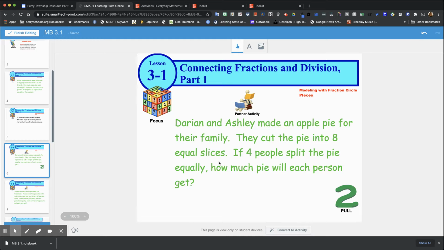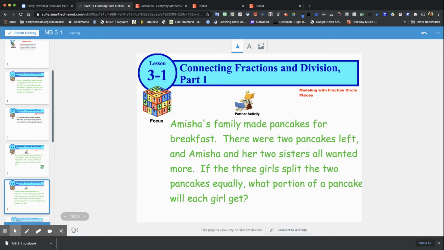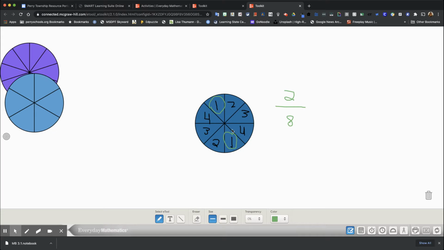So again, they cut it into 8 equal slices. 4 people split it. How much pie will each person get? They get 2 out of 8 slices. Amisha's family made pancakes for breakfast. There were 2 pancakes left, and Amisha and her 2 sisters all wanted more. So, if the 3 girls split the 2 pancakes equally, what portion of the pancake will each girl get? This one's a little bit more tricky. So again, we'll come over here and let's clear this out.